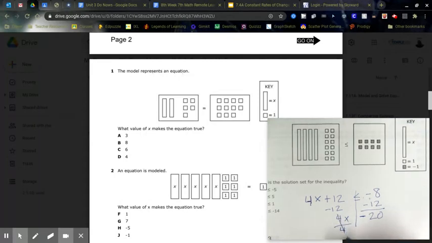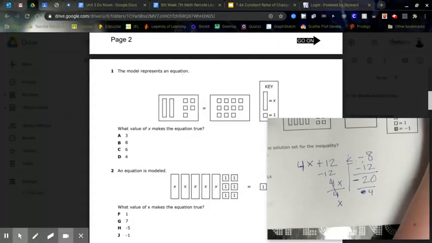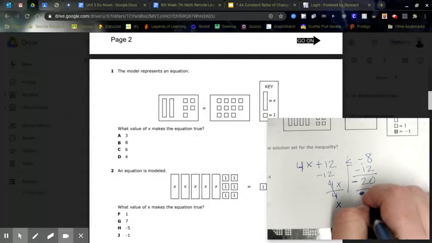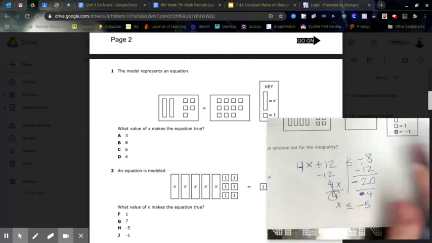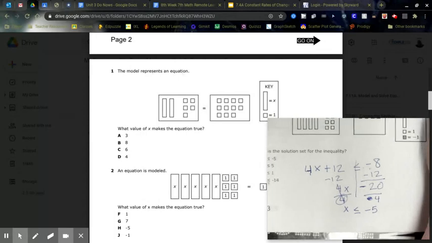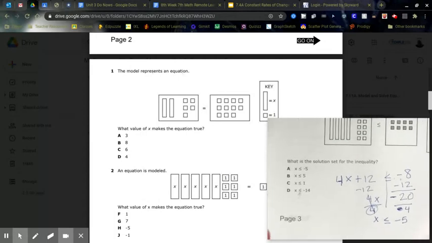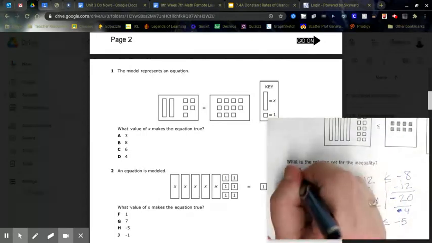4 divided by 4 is 1x. Negative 20 divided by 4, sorry, that's positive 4. Negative 20 divided by 4 is negative 5. And we just divided by a positive, so the sign stays the same. And if you look, they're all less than or equal to over here. So it should be, x is less than or equal to negative 5. So it's A.